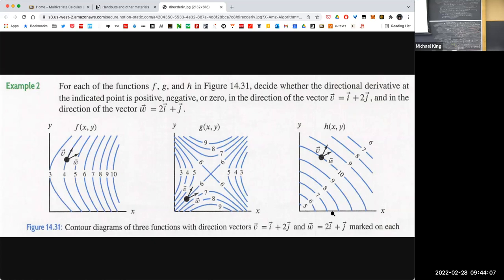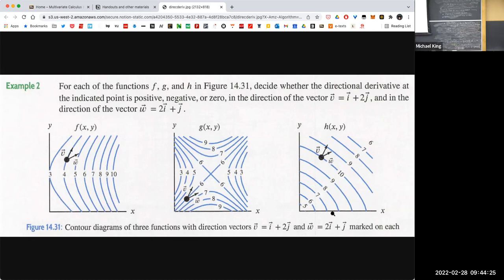Now, the book's answers are a little wonky. In fact, I disagree with their answers to this one. And I keep hoping they're going to change it in the new edition. I really should email the authors and tell them I disagree with their answer to this. But let's go through it.